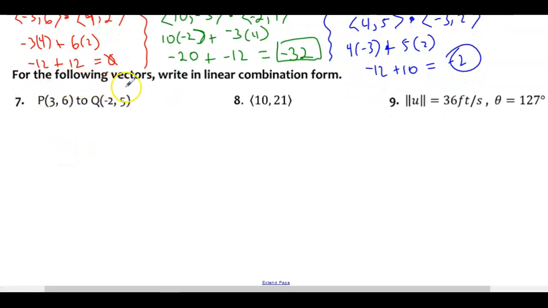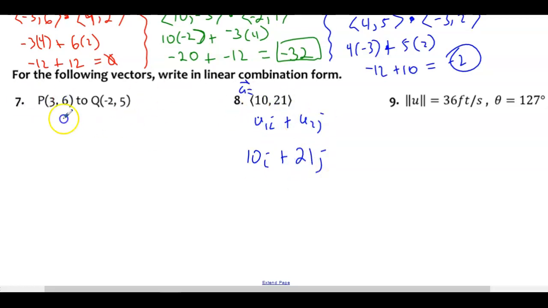For the following, write in linear combination. I'm going to start with number 8 first. Here's the reason why. Linear combination is this. You have vector, we'll call this vector U, so you end up with U1 i plus U2 j. This is already in component form. All I have to do is apply the first term, 10. So it's going to be 10i plus 21j. U1 i plus U2 j. There it is.